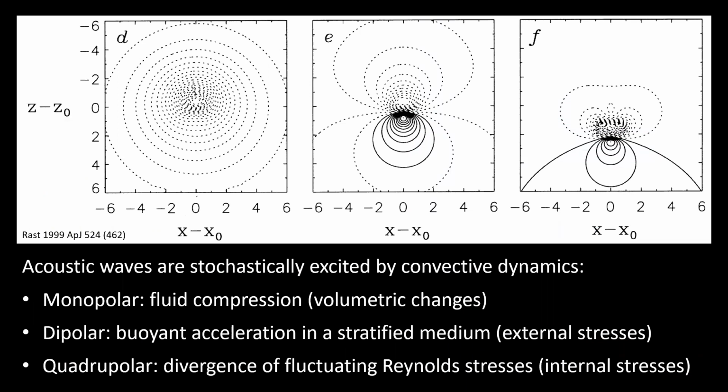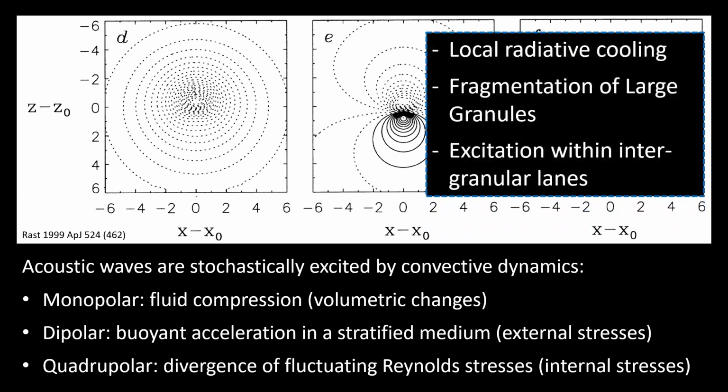So how can an individual acoustic source be excited? Scientists have been looking at it theoretically since the 1990s, and they have found that there are several ways you can excite an acoustic source. If you have a sudden fluid compression due to a pressure change, then you can have a monopolar excitation. Or if you have something a little more violent, like a buoyant acceleration in a stratified medium, then you can have a dipolar excitation. Or if you have some sort of fluctuating Reynolds stress, then you can have a quadrupolar excitation.